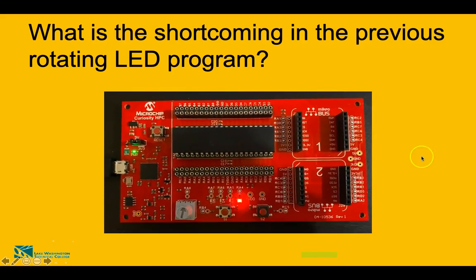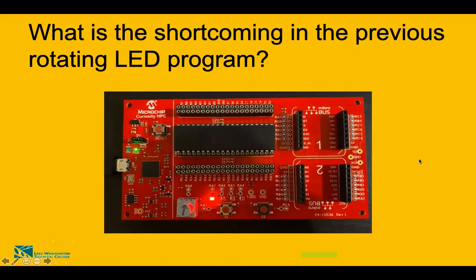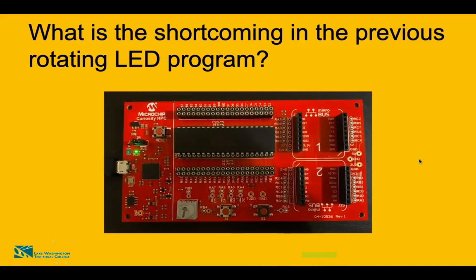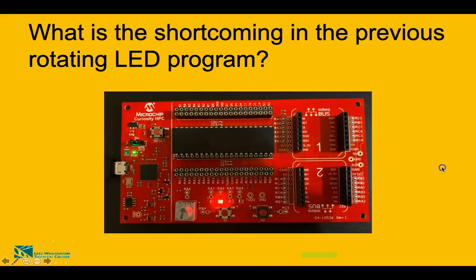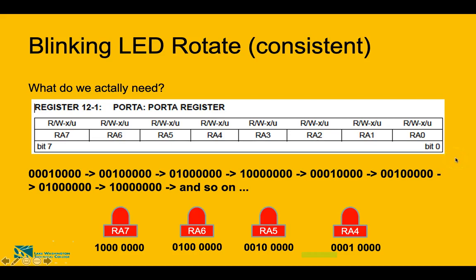Okay, so let's see what change we need to make to our previous program, which will remove that delay. All right, so blinking LED rotate with consistency. What do we actually need? You are familiar with this Port A register, RA0, RA1, RA2 until RA7. And you know that RA4, RA5, RA6 and RA7 are the ones on the development board. These are represented by the LEDs.